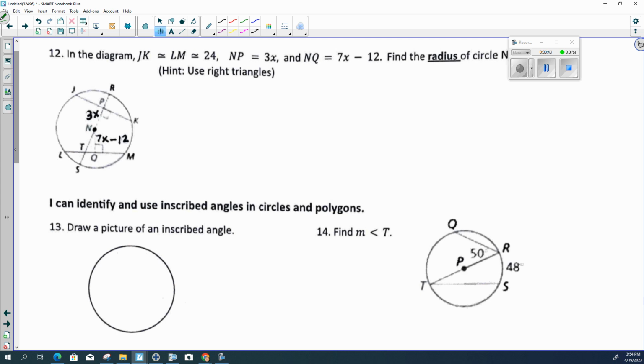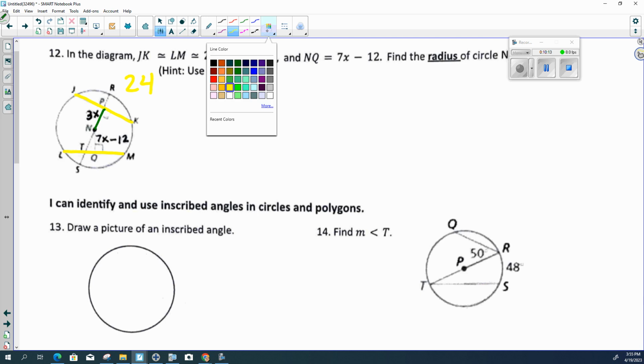So there's lots of things in the picture, and we've got some given. In the diagram, JK is congruent to LM, and they're congruent to 24. Maybe I'll do it in yellow. I hope you can see that on your computer. I know in person that would be really light. And NP, this is already labeled for us. N to P here is 3x, and NQ, it's really light on my board. It's very hard to see. Maybe it's easier on yours. It's the center straight down. That's NQ is 7x minus 12.